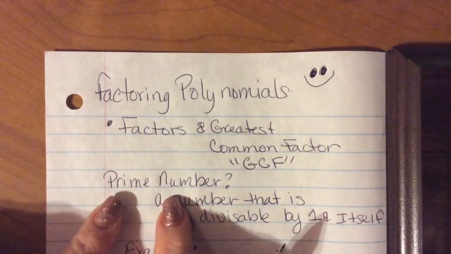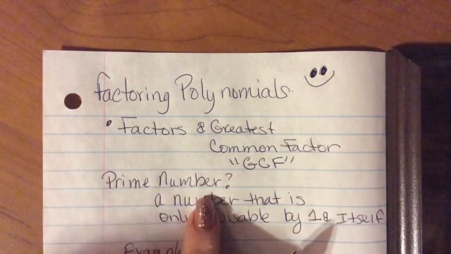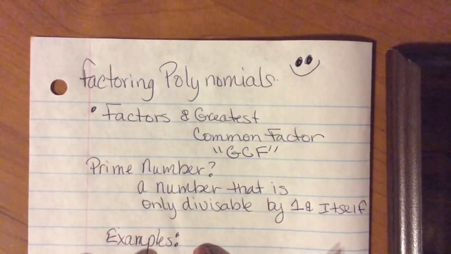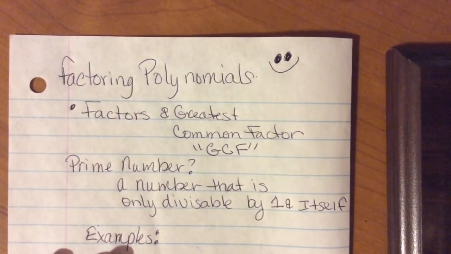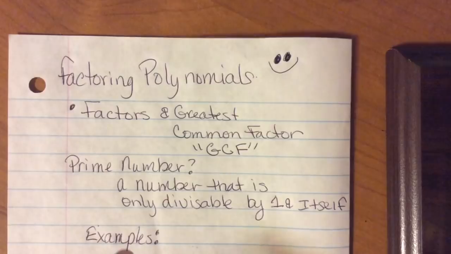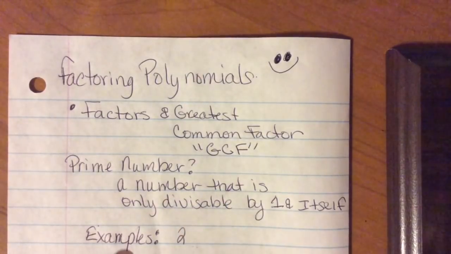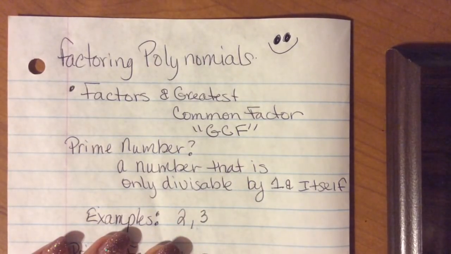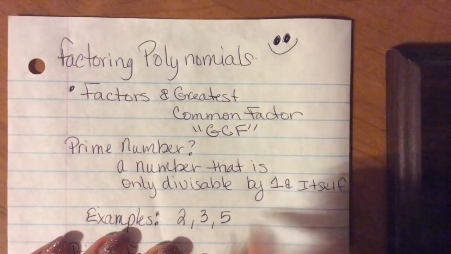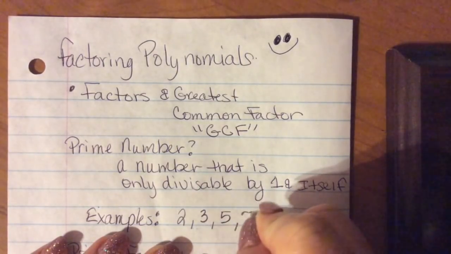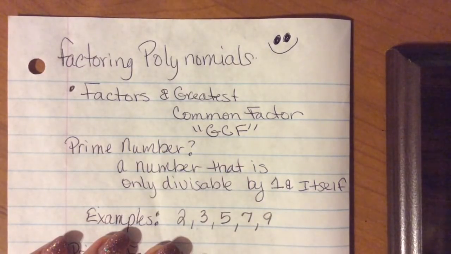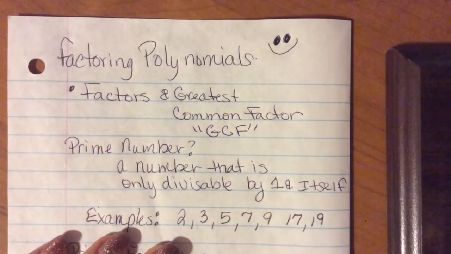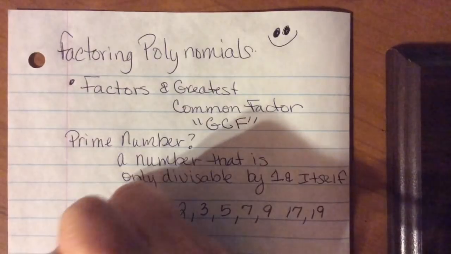Okay, so the first thing we need to know is what's a prime number. Now this is my own kind of definition for it, but a prime number is a number that is only divisible by 1 and itself. So some examples of that would be 2 is a prime number because only 1 and 2. 3 is prime, 1 and 3. 5, 7. Now if I go a little bigger, we can go 17, 19.